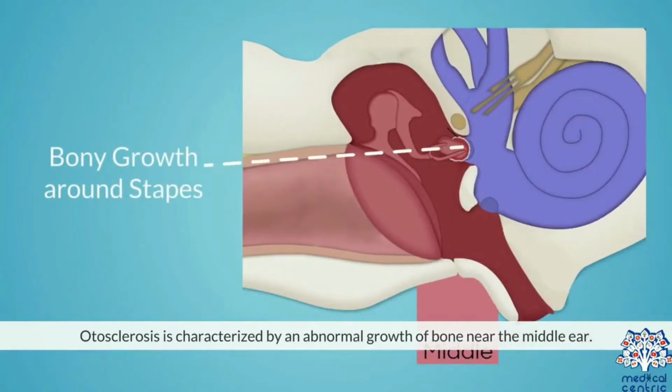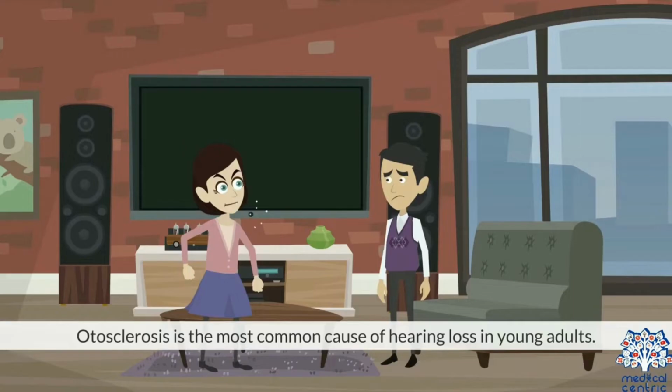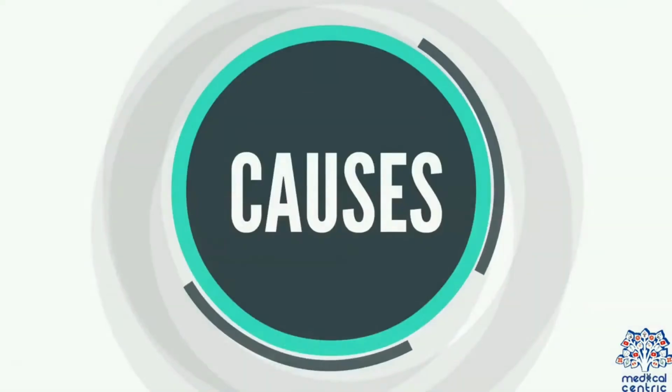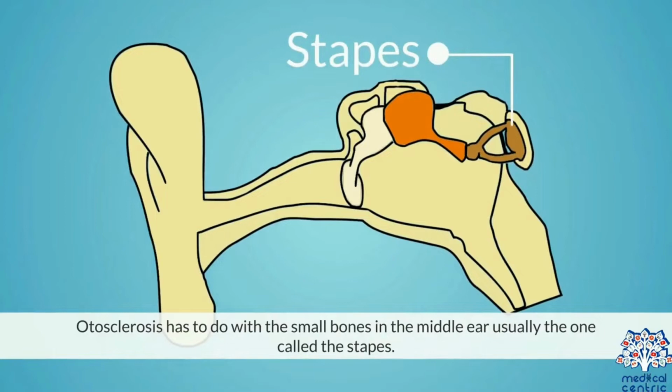Now, the exact cause of otosclerosis is not known. Otosclerosis is not common. Otosclerosis has to do with the small bones in the middle ear, usually the one called the stapes.